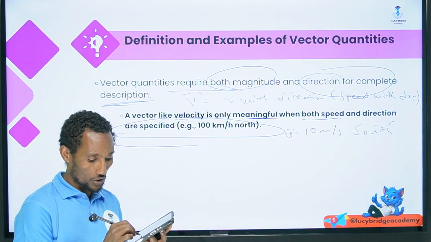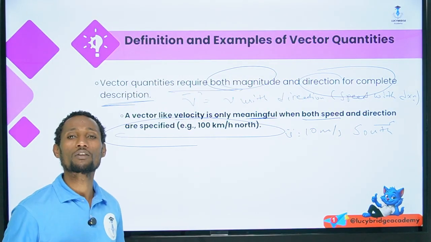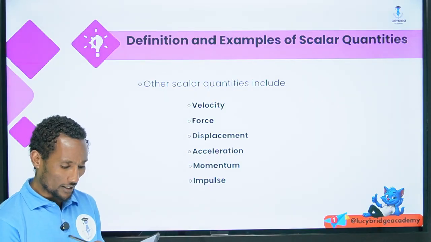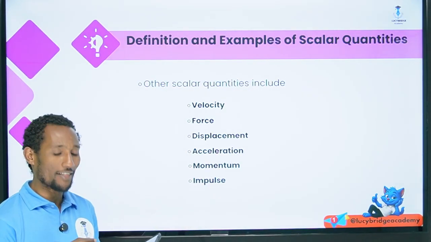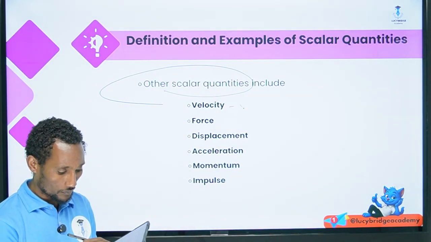Okay? The velocity is the same as what? 10 meters per second due south. In such a way, we can define vector quantities. Some common vector quantities, other than scalar quantities, are like the velocity.